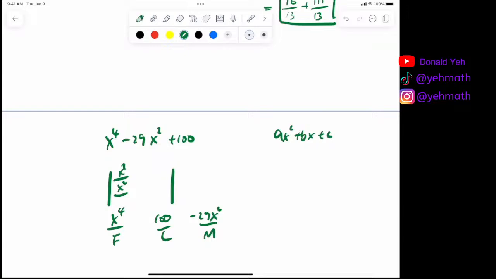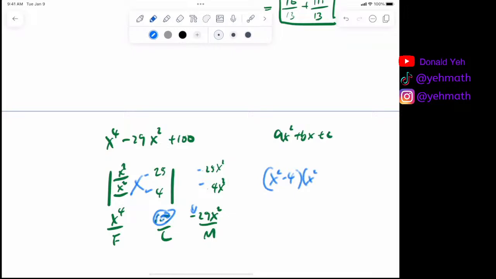You have to think about what happens with 20 and 5. Then I would have 20x squared in one box and 5x squared in the other. Am I going to get 29? No. But what's the next option? 25 and 4. Now you can see that 25 plus 4 is 29. Okay, that's a good choice. This is going to be negative 25x squared, and this is negative 4x squared. We don't know it's negative yet, but since the 100 is positive and the middle is negative, they both have to be negative. So that's going to be x squared minus 4 times x squared minus 25.